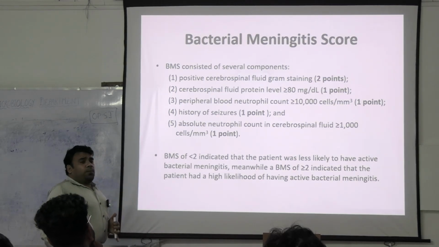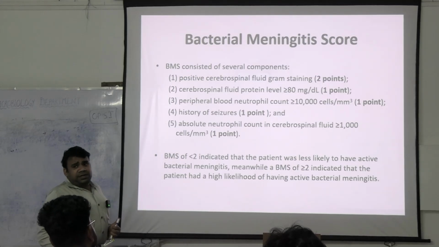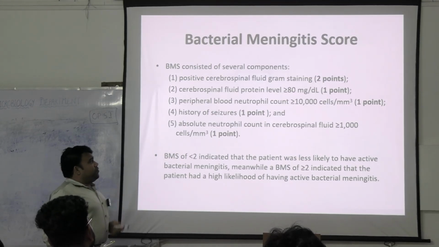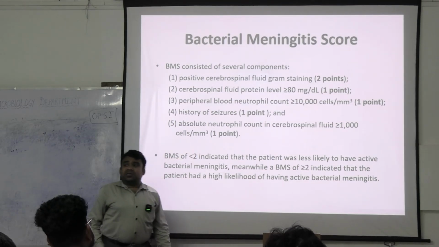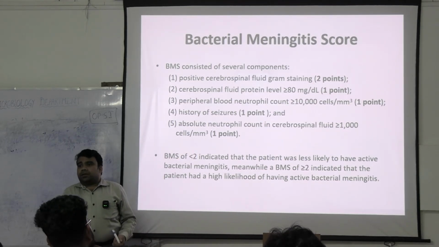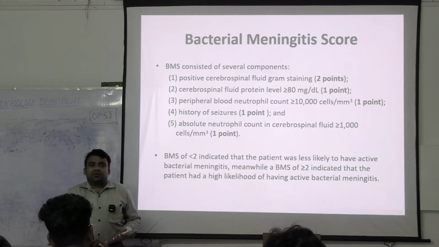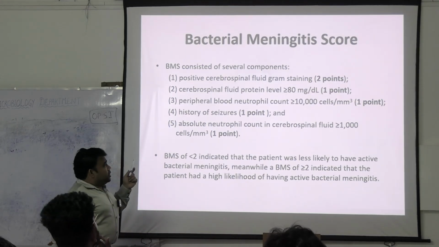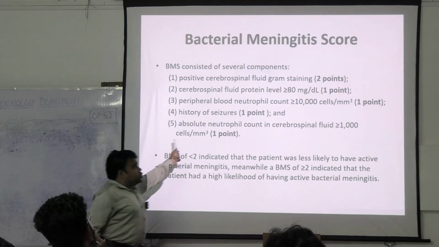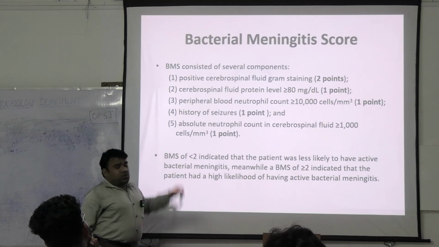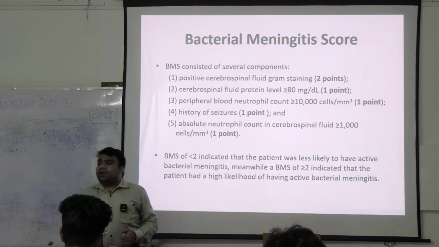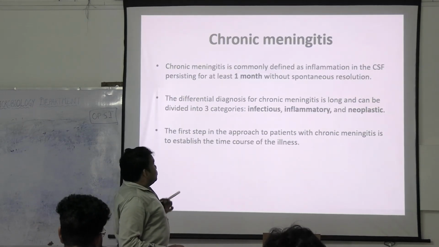If we have a positive gram stain, 2 points, cerebrospinal fluid neutrophil count more than 80, 1 point, peripheral blood neutrophils. Bacterial infections will cause an increase in neutrophils in the blood. We have 1 point, history of seizure, and absolute neutrophil count in CSF. If these are present, we can say that it is a case of bacterial meningitis. So this is the score that we can see.